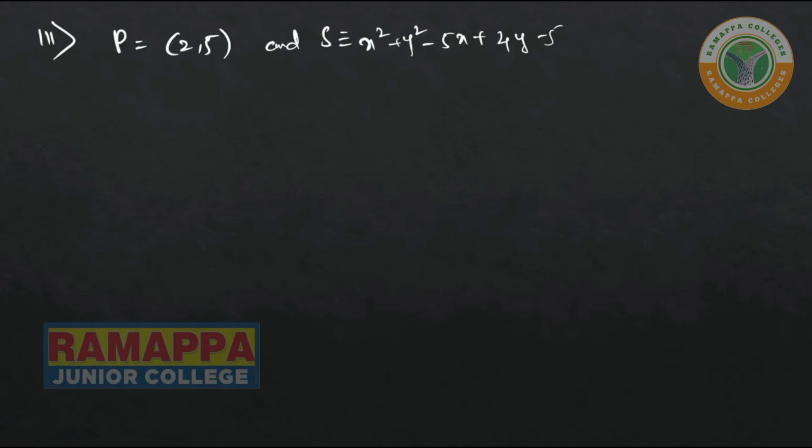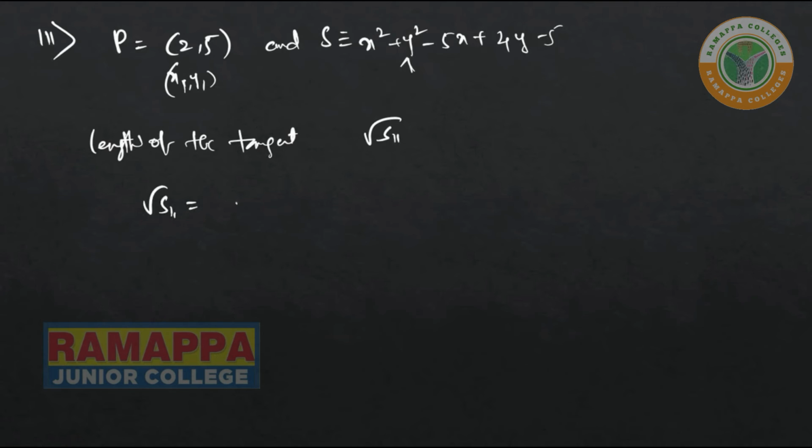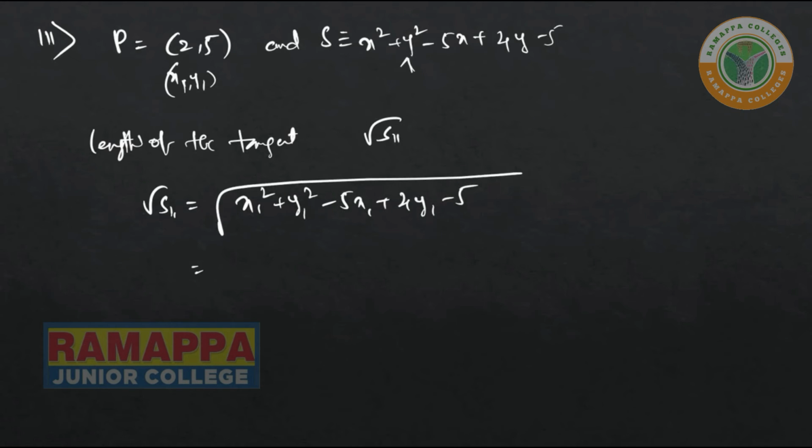Now next question: P = (x1, y1) is given, and the circle S is also given. Now we have to find the length of the tangent. So the length of the tangent is equal to the square root of S11, which is the square root of x1 squared plus y1 squared minus 5x1 plus 4y1 minus 5. So we have to substitute the values in this.